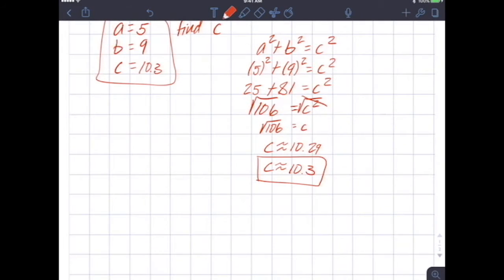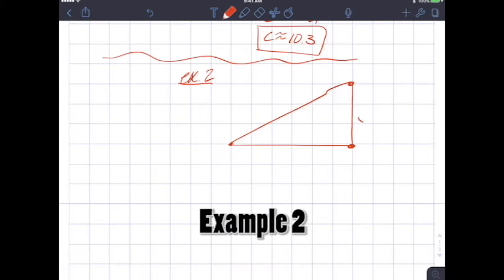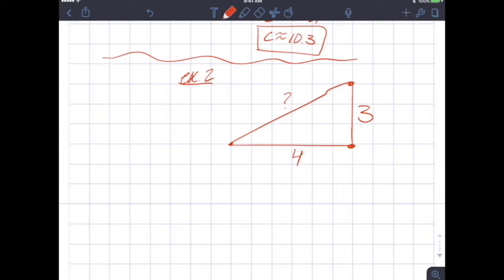Okay? But I'm going to do another example really quick. And I'm going to do nice numbers, okay? Because that was not too good. 3 and 4. Okay, we need to find the hypotenuse. So, we're just going to call this, and I'll use a different color, we'll call this A, B, C. A is 3, B is 4, C, we have no idea.